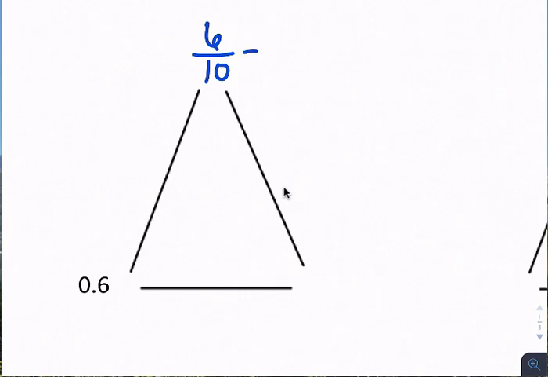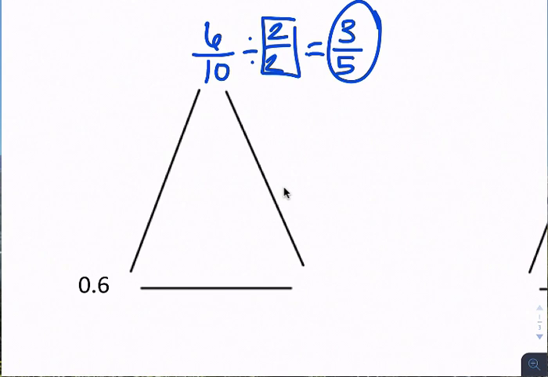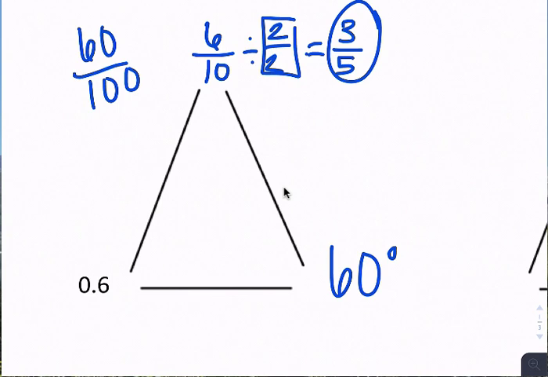I know both of these are divisible by 2. So if I divide both of these by 2 over 2, I'm left with 3 over 5. Now there's nothing besides 1 that goes into both 3 and 5 evenly, so I'm done there. That's my simplified fraction. But I also know that 6/10 is the same as 60/100, and I need that for my percent, because 60/100 is the same as 60%.